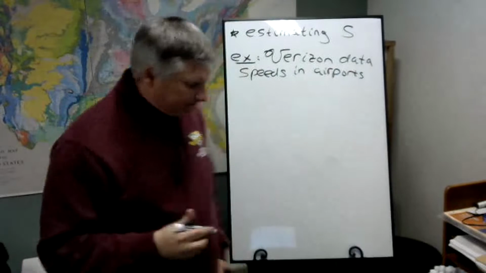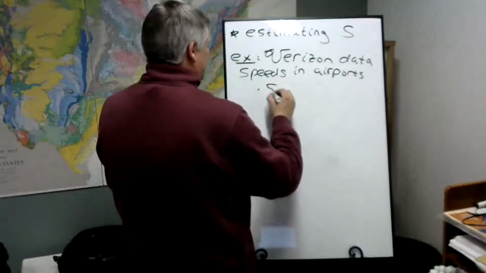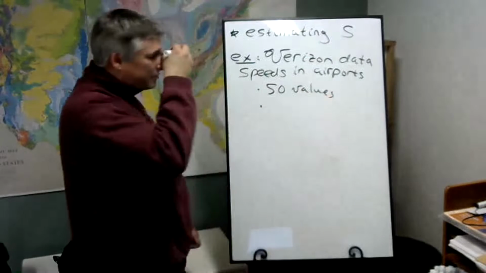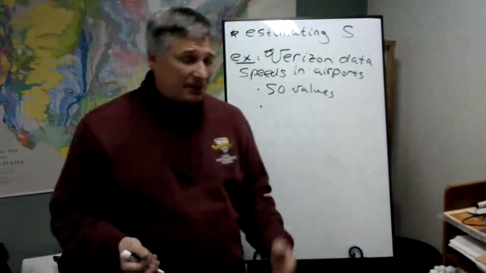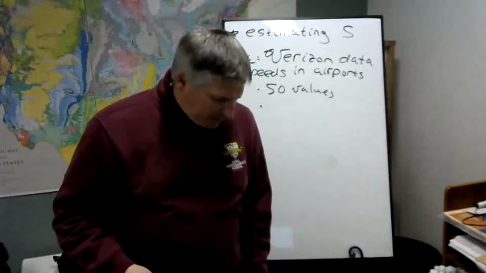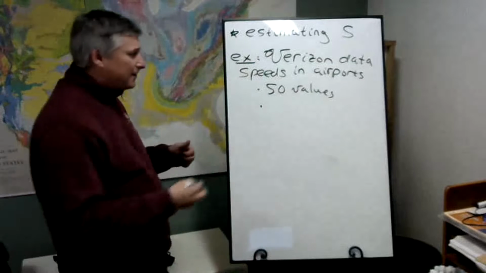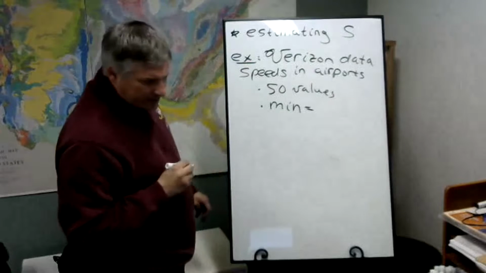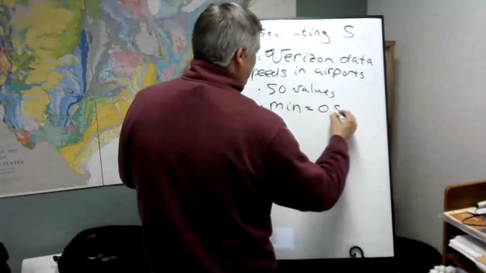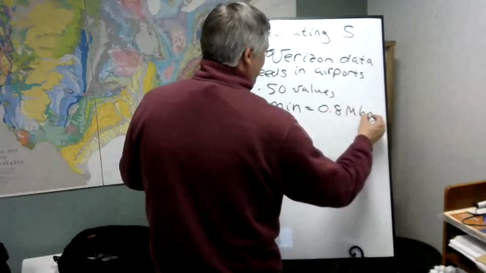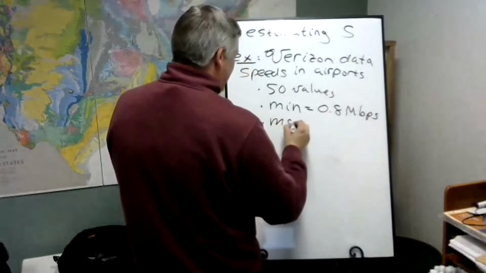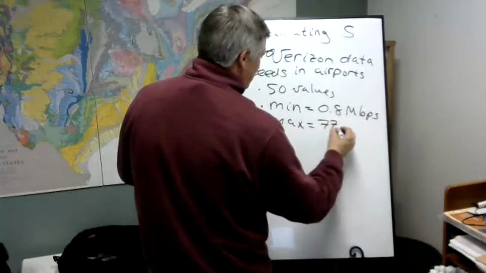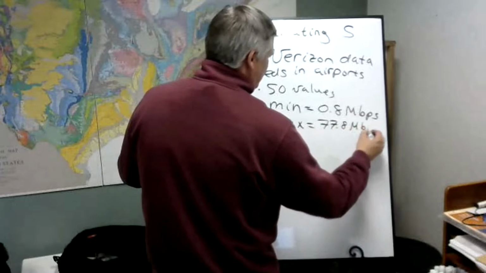So for this one, there are 50 values. In a later lecture, we might actually list out what these values are, or at least some of them. But for now, we're just going to give some basic breakdown, basic description. The minimum value is 0.8 megabits per second. And the max is 77.8 megabits per second.